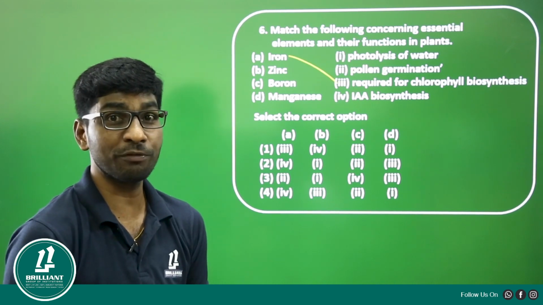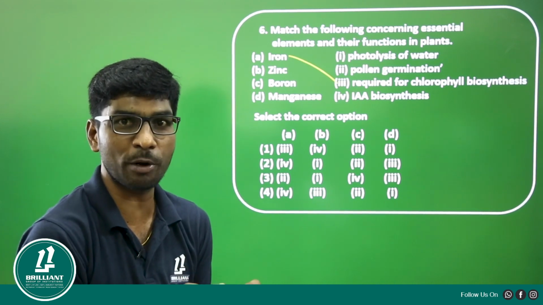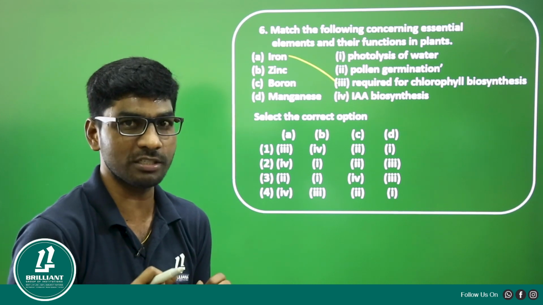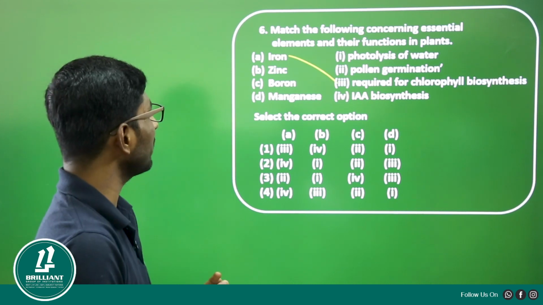Necrosis. Do you remember, when the chlorophyll is less in the plant, or when the chlorophyll is not properly synthesized, the disease is called necrosis. I hope you understand. Option B, zinc.